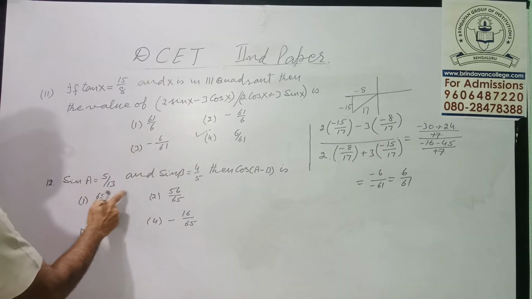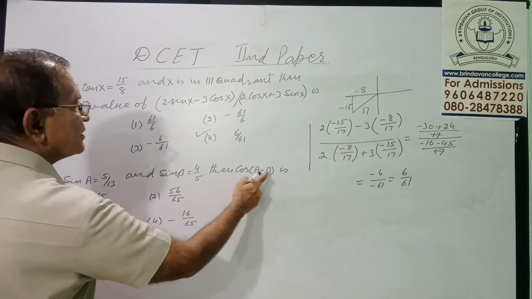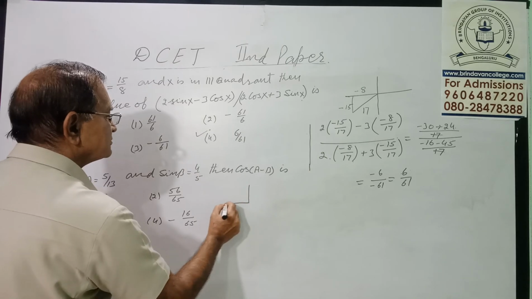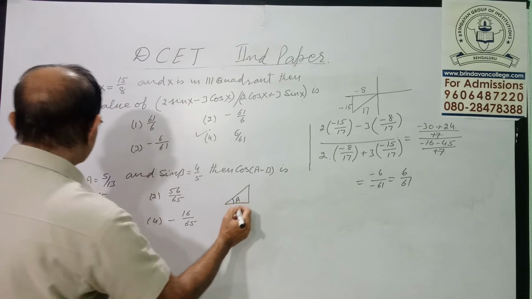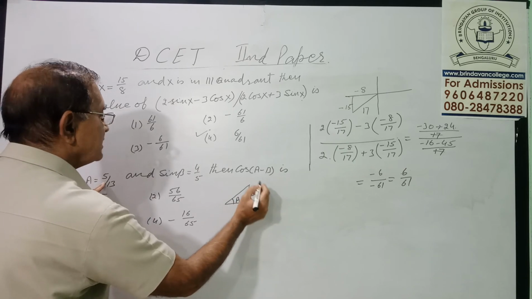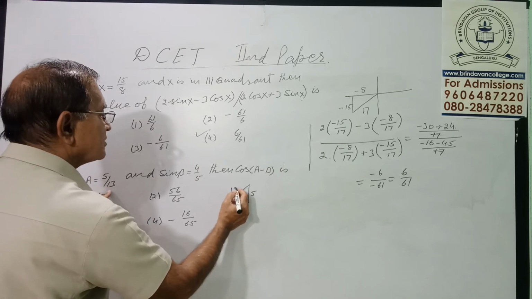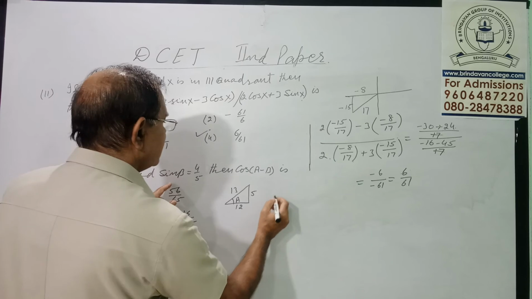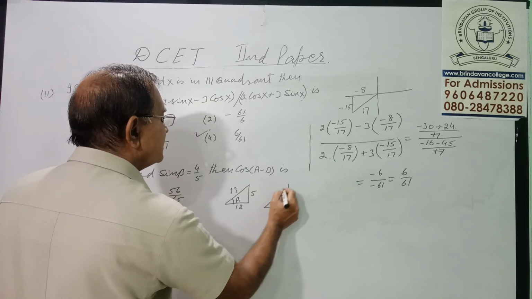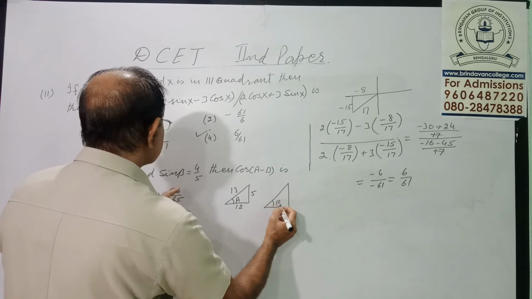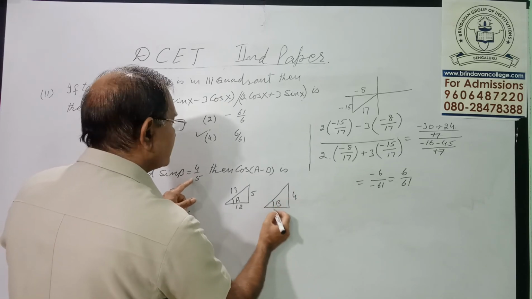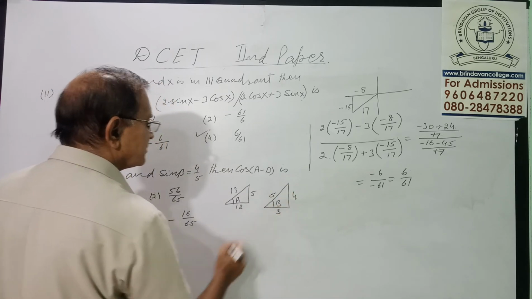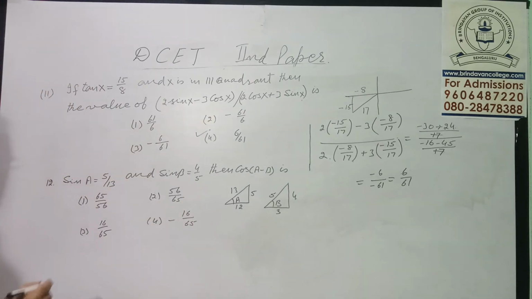Then if sin A is 5 by 13, sin B is 4 by 5, then cos A minus B is this. Write two triangles. One with the angle A, sin A, that is P by H, 13. 13 square 169 minus 25, 144, that is 12. Similarly, draw a triangle with angle B. Sin B is given to be 4 by 5. Then 25 minus 16, that is 3. Like that we will get that triangle.